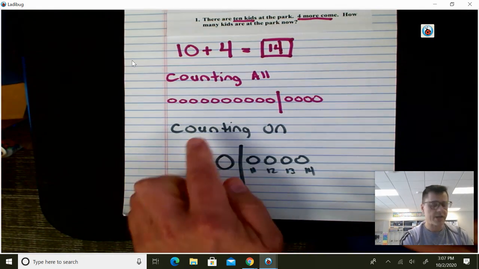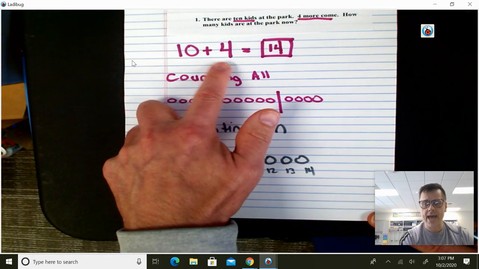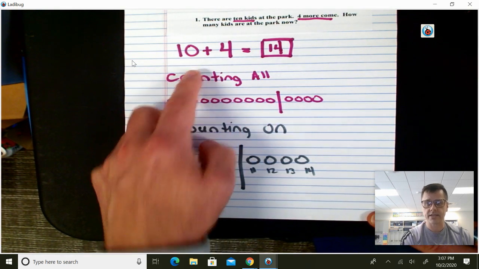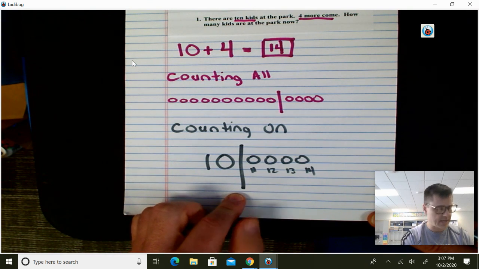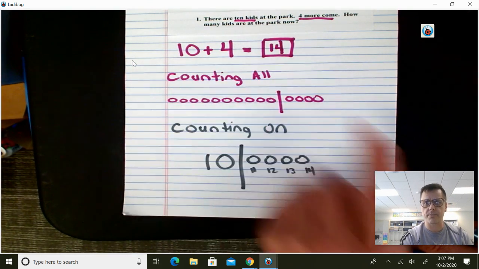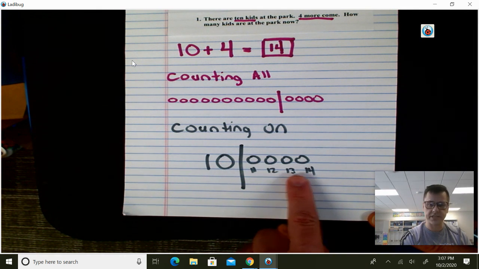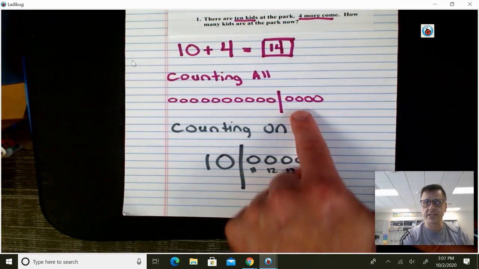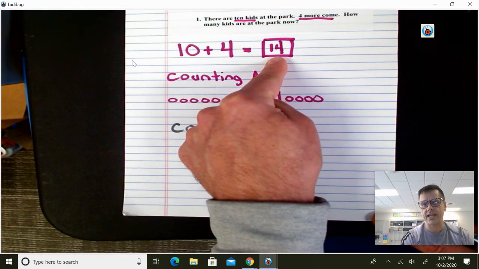The second strategy is called counting on. I look and decide which of the two add-ins or partners is the biggest, and I write that number down. Then I draw my break apart stick, and then I draw 4 circles to represent the smaller number, and I count on. 10, 11, 12, 13, 14. I got 14 both times in both strategies, so I know I arrived at the right answer.